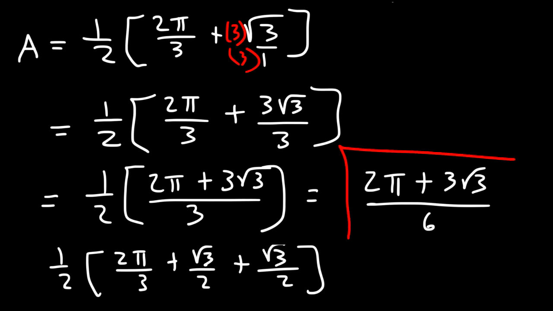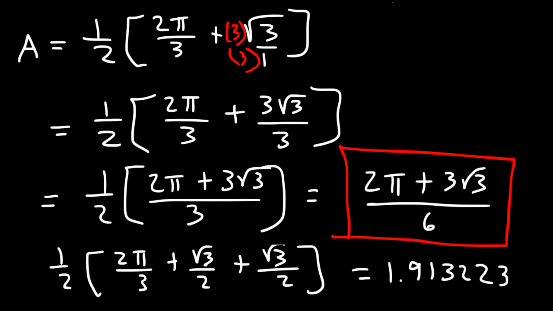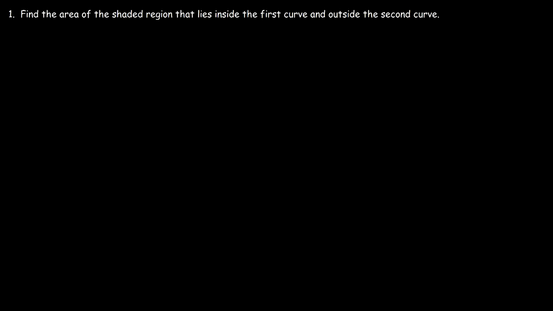Now let's go ahead and get the decimal answer for that value. So this is equal to 1.913223. But this is the exact answer if you want it like that. Or if you want the decimal answer, that's it. Now let's work on a similar problem.